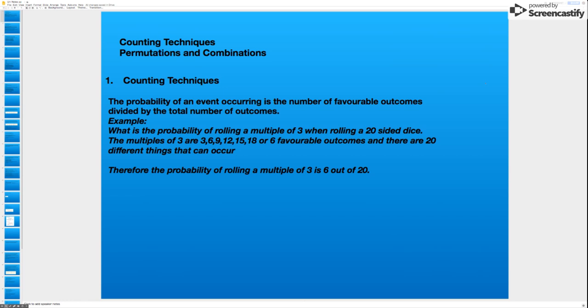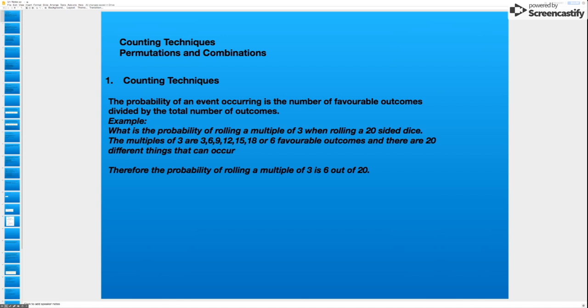So probability is all about counting. The formula for a probability is the number of favorable outcomes over the total number of outcomes. An example of this is, what is the probability of rolling a multiple of 3 when rolling a 20-sided dice? The multiples of 3 are 3, 6, 9, 12, 15, and 18. So there are 6 favorable outcomes, and there are 20 different things that can occur. Therefore, the probability of rolling a multiple of 3 is just 6 out of 20.